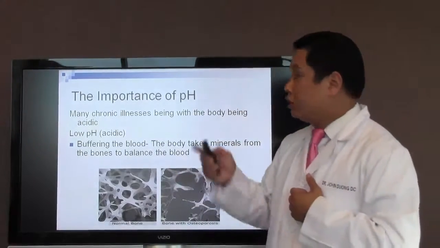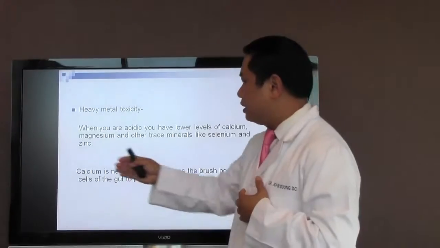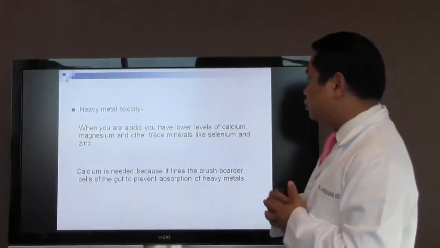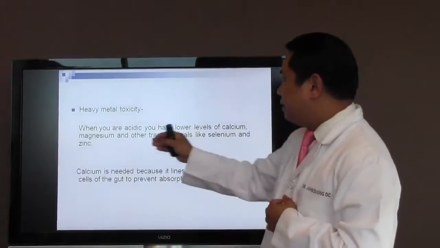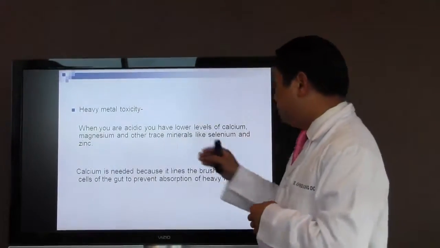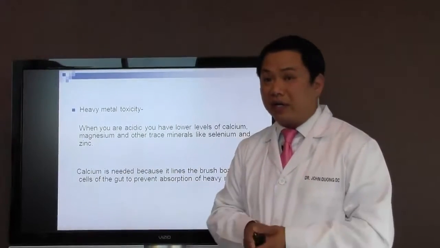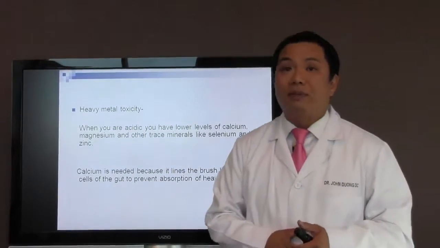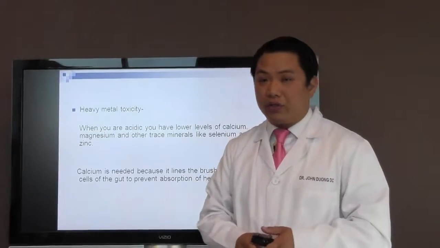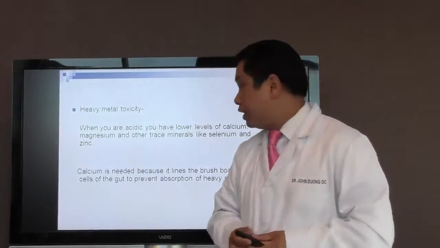So it's very important to maintain the pH. Heavy metal toxicity. When your body is acidic, you will lower your calcium, magnesium, and other trace minerals like selenium and zinc. We know that calcium and magnesium are extremely important for the heart. Like people get muscle cramps, Charley horses. That is one sign of mineral deficiency.